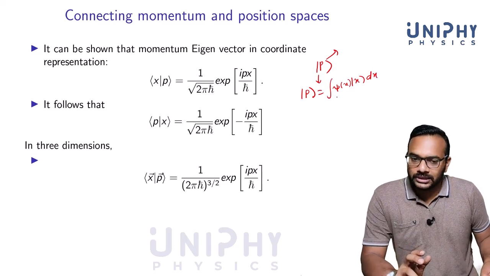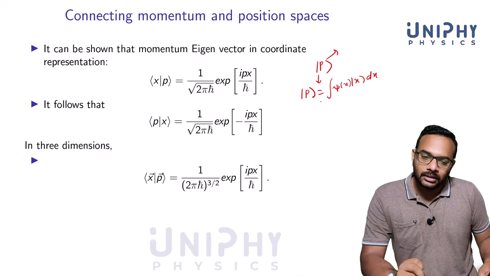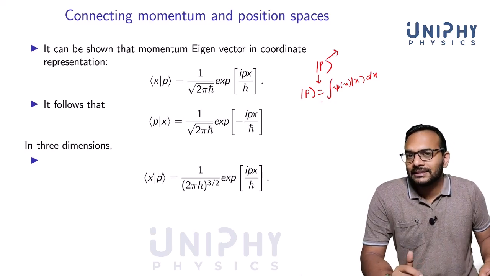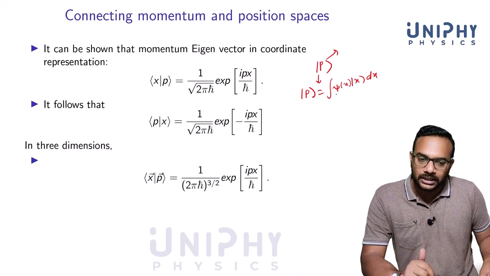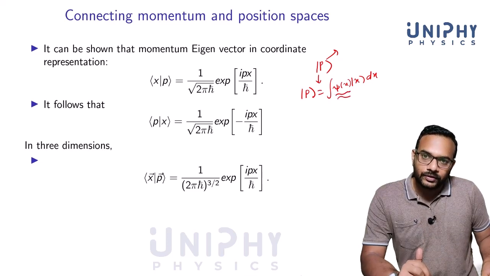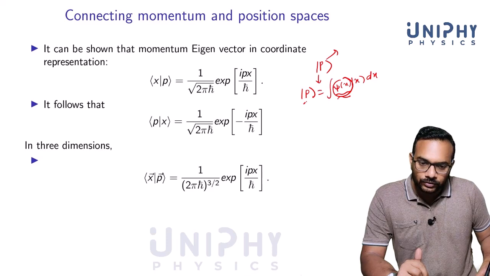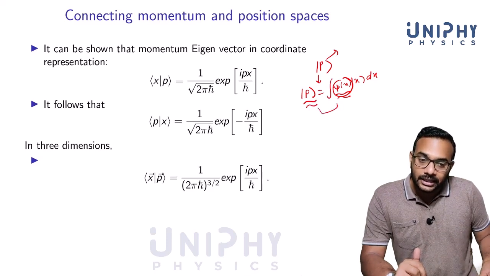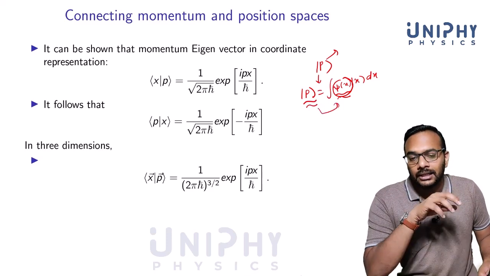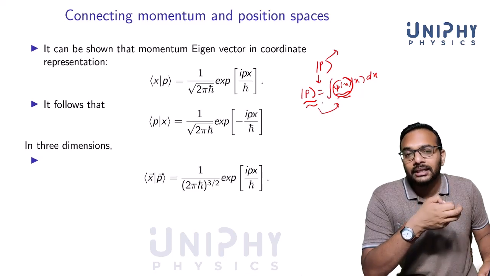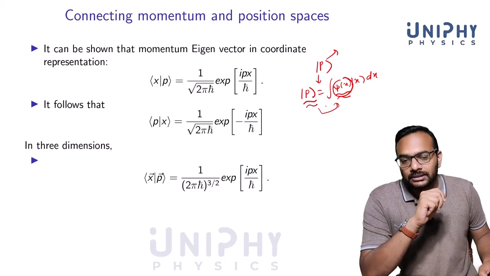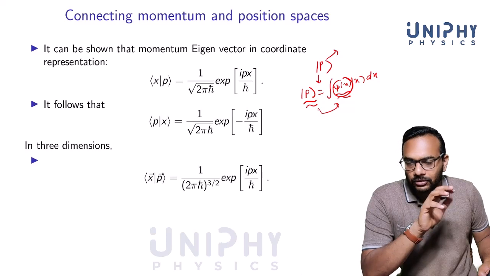You should be able to expand this in terms of the position basis, the coordinate basis, because the basis is not unique. You can choose any basis you want. Now you ask, what's this psi of x? This psi of x is the representation of the momentum eigenvector in coordinate space, or coordinate representation. I hope that's clear.